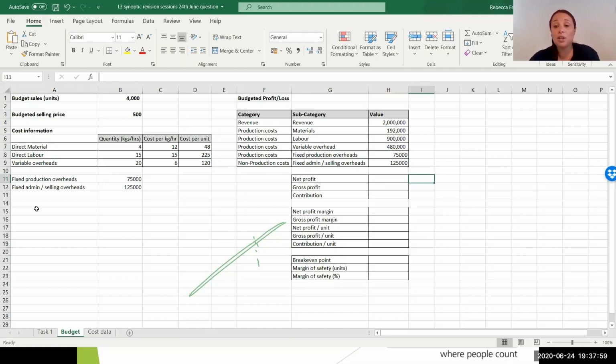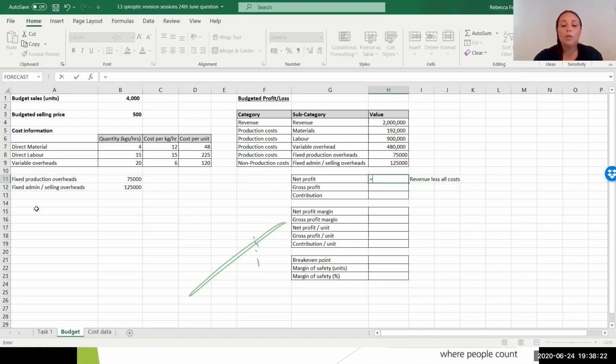Good, now you're all absolutely correct. You've all given me a formula there, but I'm just going to write next to here, revenue less all costs, because that's what you need to know that net profit is. Net profit is the bottom number of your profit and loss account. So it's your revenue less all of your costs. So if you know that, this should be quite an easy requirement. If you don't, this could be quite difficult.